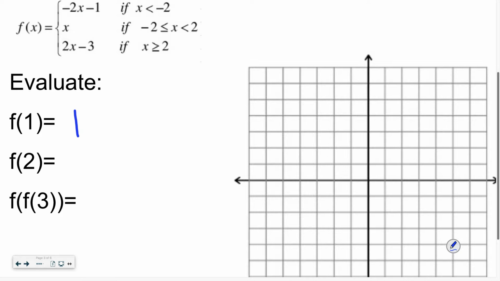Okay? F of 2. Finley, what does f of 2 equal? Also 1. 2 fits into this piece here. If we plug in 2 to this piece, 2x minus 3, we get 1. F of 3. Okay? Work from the inside out.